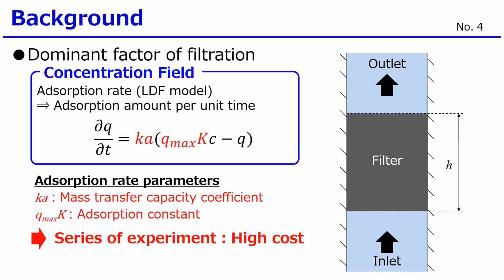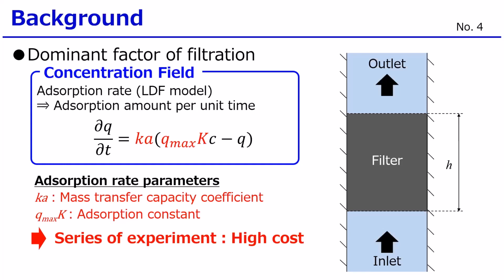Next, I'll talk about the concentration field. The dominant factor of the concentration field is the adsorption rate. Adsorption rate is the impurities adsorption amount per unit time for the filter. And the adsorption rate is represented by the LDF model as shown in this equation. This equation shows that the adsorption rate dQ/dt is proportional to the concentration difference between the Qmax and the Q.